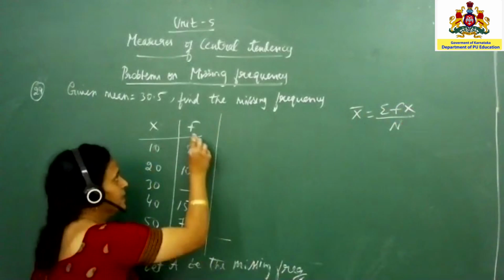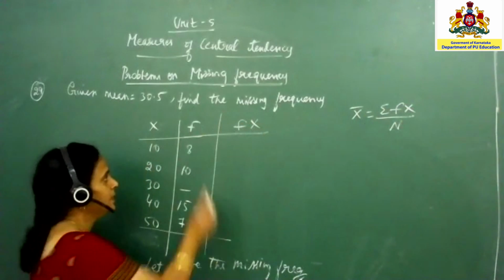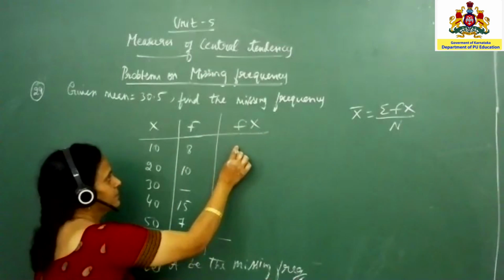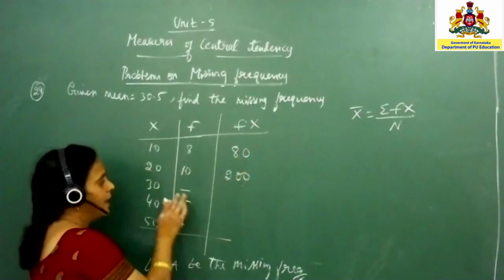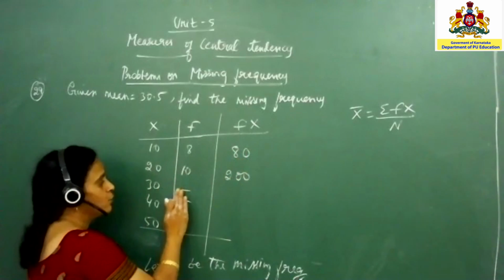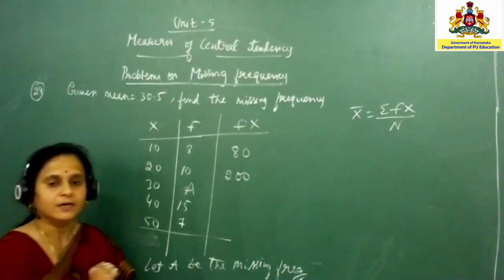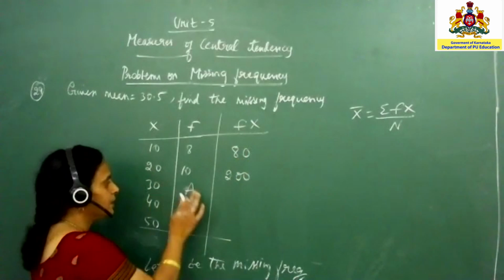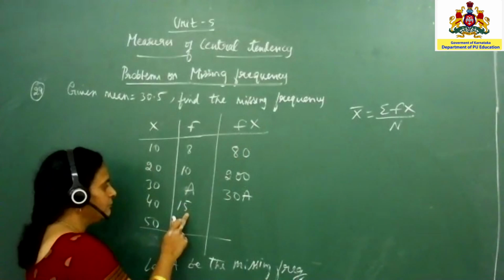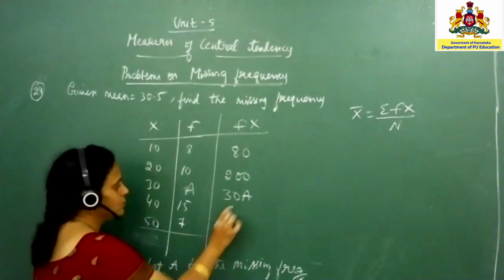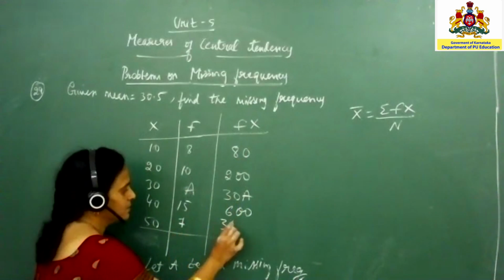Okay. So here, next column, I'll try to get f into x column because I utilize that formula. Right? So f into x, 10 into 8, it is 80. So 20 into 10, it is 200. And here dash is there. For the solution part, what I do, the dash I just take it as A. Because I just named it as A in the missing frequency. Right? So 30 into A, I am writing 30A. Next, 40 into 15, so 600 you are getting. Right? Next 50 into 7, so it is 350.